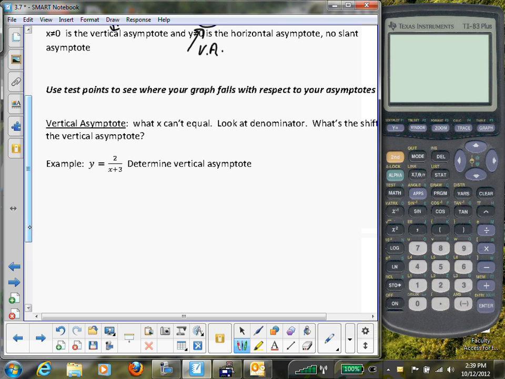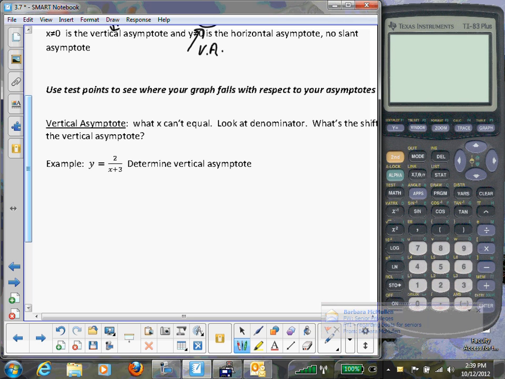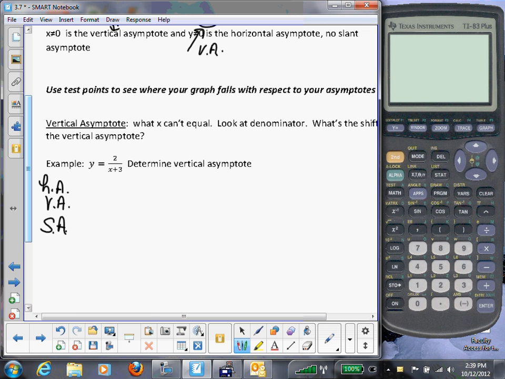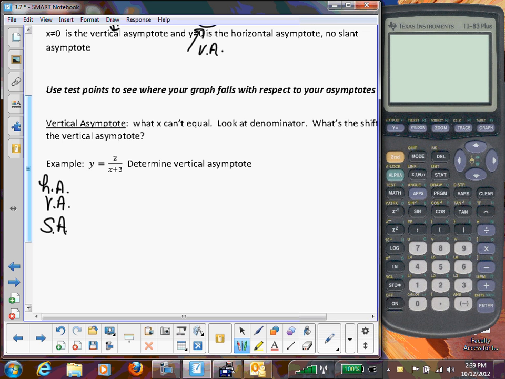Okay, so look at this problem. Y equals 2 over x plus 3. I need a horizontal asymptote, a vertical asymptote, and a slant asymptote. Okay, horizontal asymptote. What is my horizontal? Why are you saying 0?